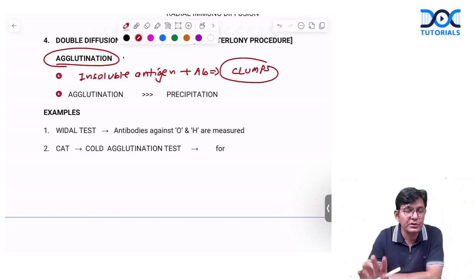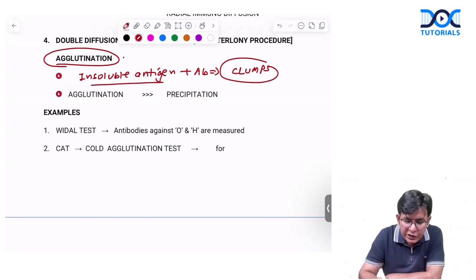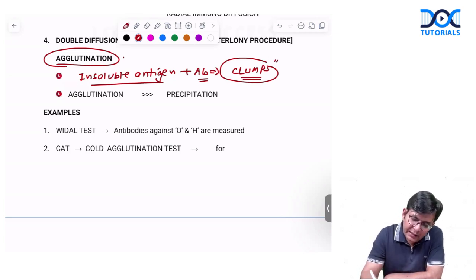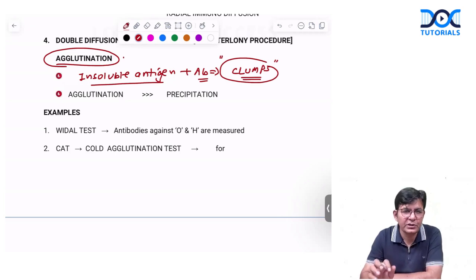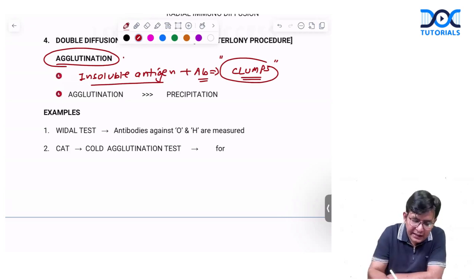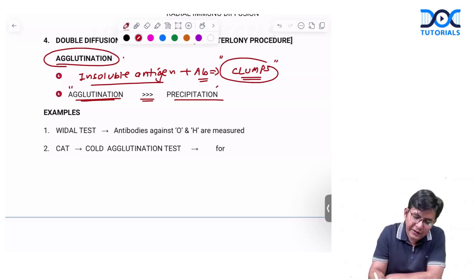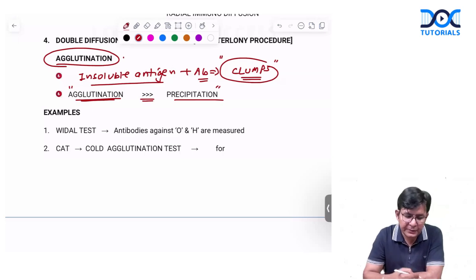But even so, we do the flocculation tests, that is RPR and VDRL. And in this one, you use insoluble antigen with antibody, which leads to the formation of clumps. These clumps are visualized properly by the eyes. That's why we say agglutination is far, far better than precipitation.